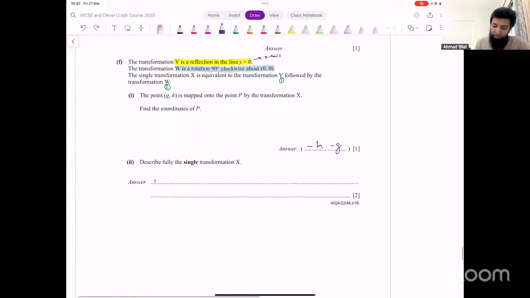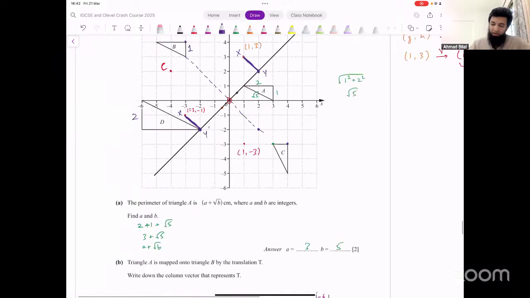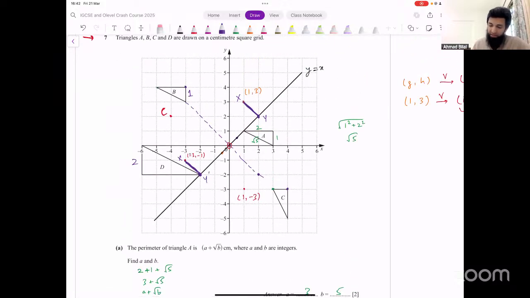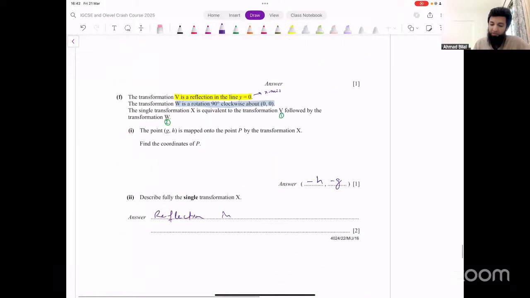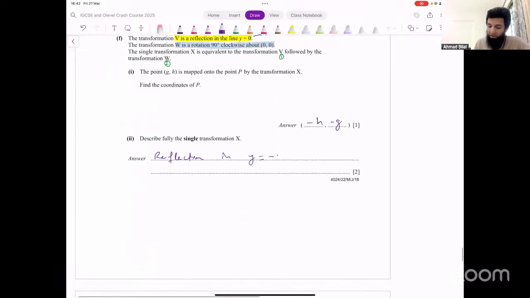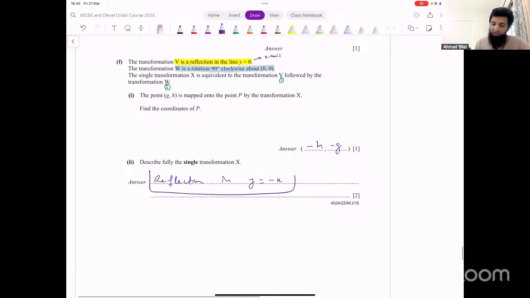You say it's a reflection in this line. What's this line? This line is y equals minus x, right? So it's a reflection in y equals minus x, and that's your final answer. That's what you write here.